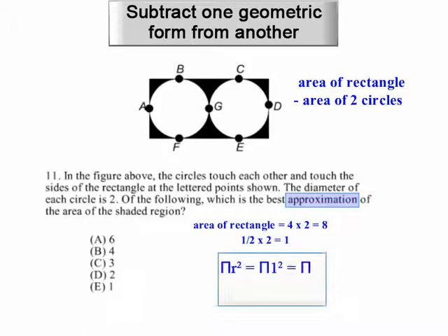So pi r squared, the area of each of those circles, is going to be pi. Notice none of the answer choices have pi in them. So that tells us we're going to have to convert pi. Well, pi is about 3.14. 3.14 plus 3.14 is 6.28. And 8 minus 6.28 is 1.72. And the closest approximation we have among the answer choices to 1.72 is D, 2.